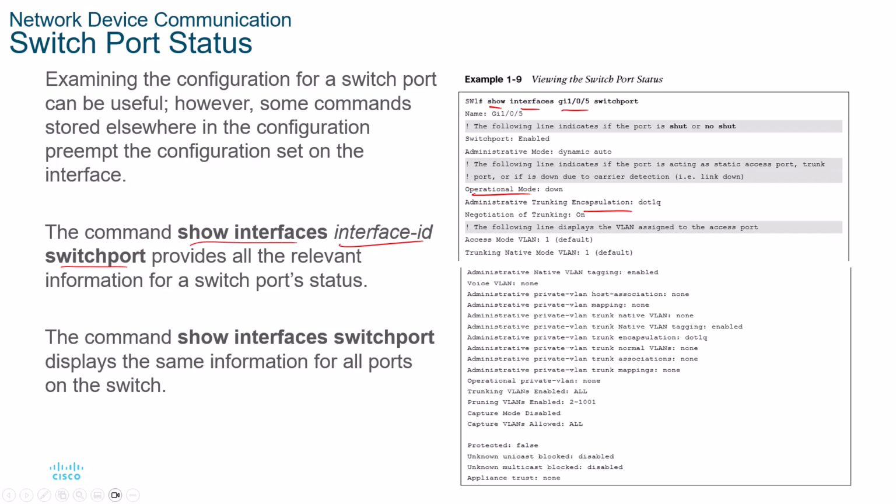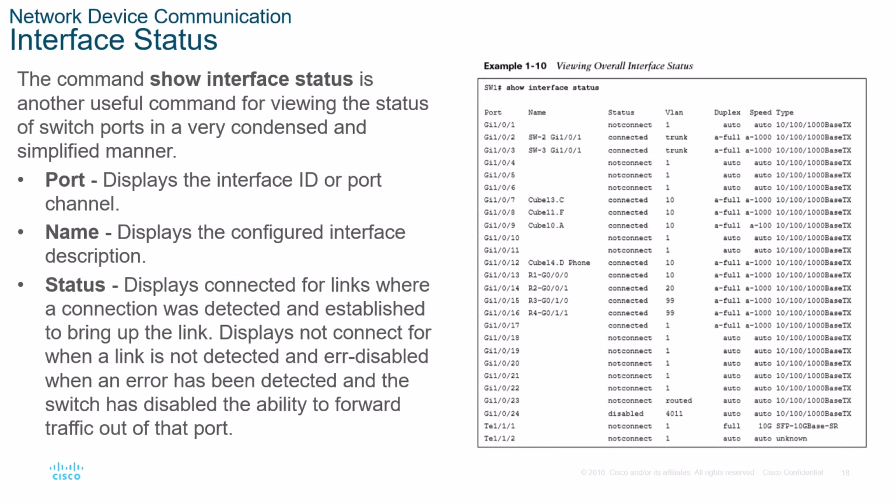So moving on, we have other commands like show interface status, or you could do a show ip interface brief. Specifically, the show interface status will show you the port name, status, the VLAN that's associated with it, duplex, speed, and type.